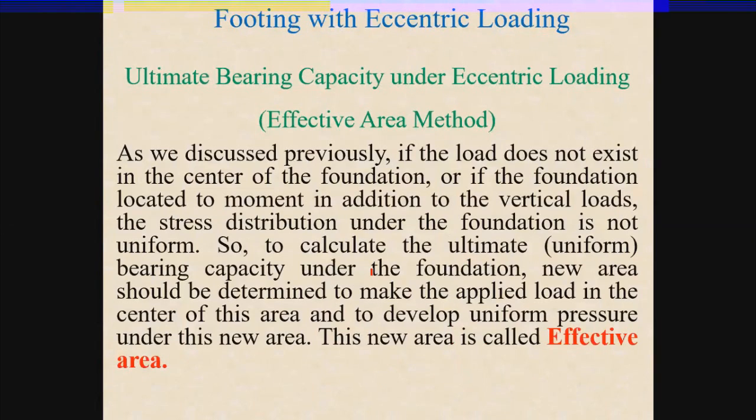Now, as I have discussed in my previous slide, if a concentric load is coming on the base of the footing, then the pressure distribution beneath the base of the footing will be uniform. But if an eccentric load is coming on the footing, then there will be a non-uniform pressure distribution beneath the base of the foundation. So in order to calculate the ultimate or uniform bearing capacity under the foundation, we will select a new area, and this new area will develop a uniform soil pressure beneath the base of the footing. This new area will be called the effective area.